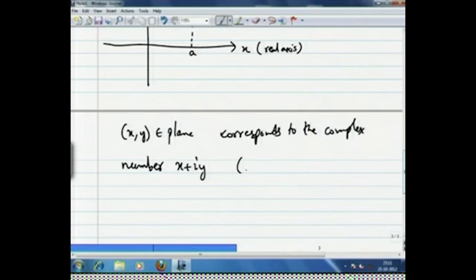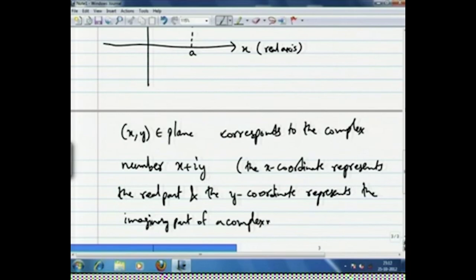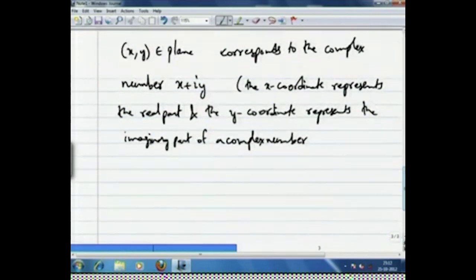And so, the x coordinate represents the real part, and the y coordinate represents the imaginary part of a complex number, when represented on the plane.